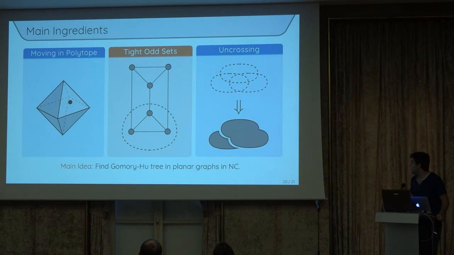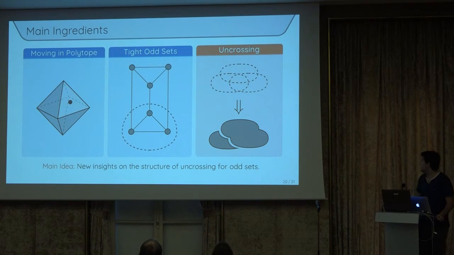So to find tight odd sets, the main idea we have is it's well known that if you are able to compute Gomory-Hu trees in your graph, then you can find the minimum odd cuts, which allows us to find these tight sets. So we show how to find Gomory-Hu trees in NC for planar graphs by a reduction to ST max flow. And then for uncrossing, we just had to come up with some new combinatorial insights on the structure of uncrossing, which allowed us to do uncrossing in parallel. I unfortunately won't have too much time to go into the details of that.